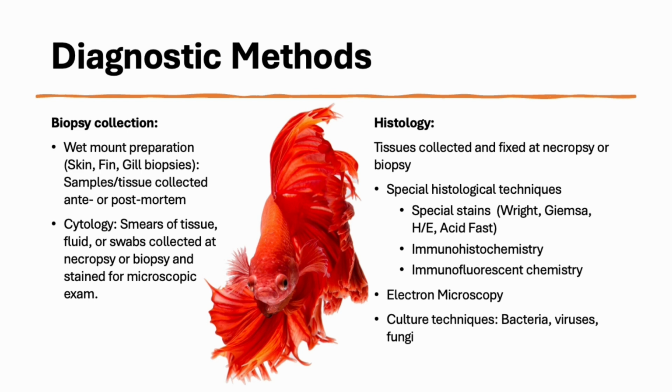Histology is when samples are collected and fixed in formalin, and then they're placed with special stains, Wright stains, Giemsa stains, hematoxylin and eosin stain, or acid-fast staining to identify different structures in the cells or different types of microorganisms that could be in it. And then there are other chemical tests that we can do on some of those tissues. And then even electron microscopy, which is using electrons rather than light to see the tissue, which means we can see it at much finer detail and smaller sample sizes. And then we can do cultures for bacteria, viruses, and fungus.